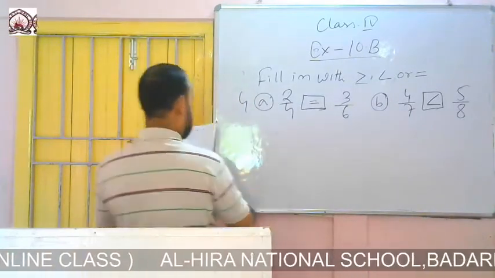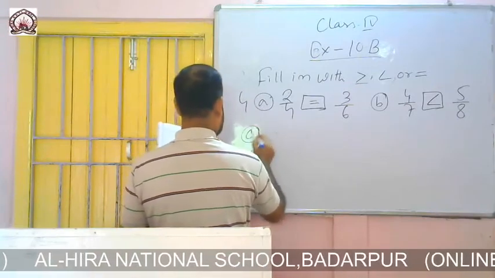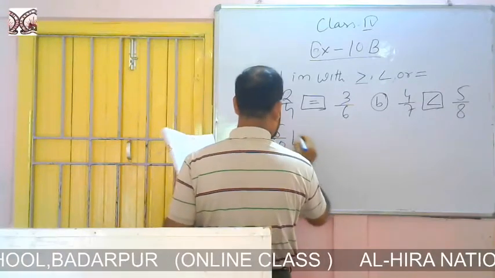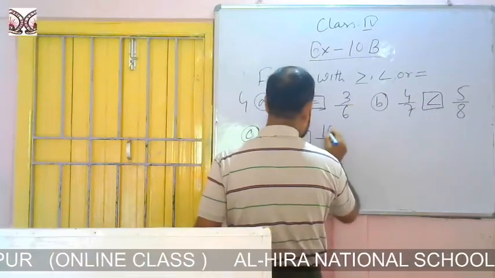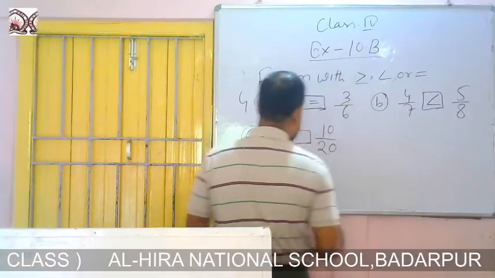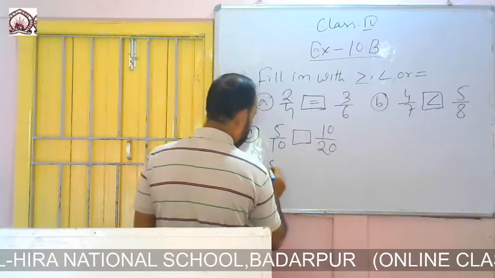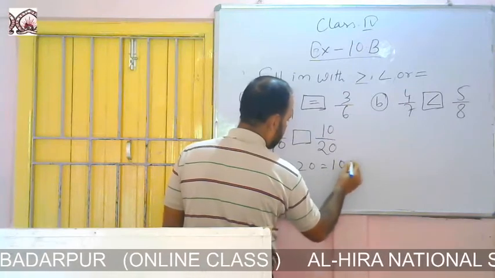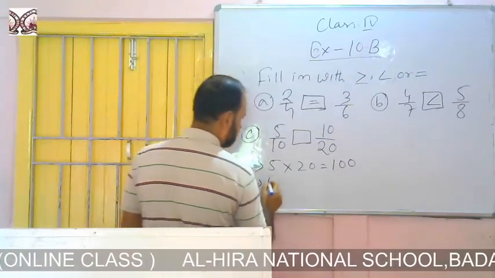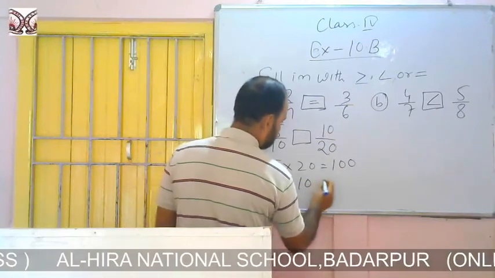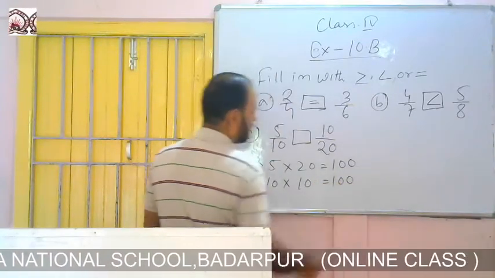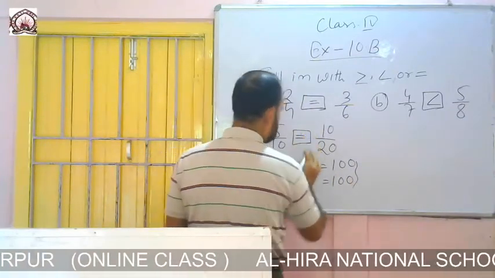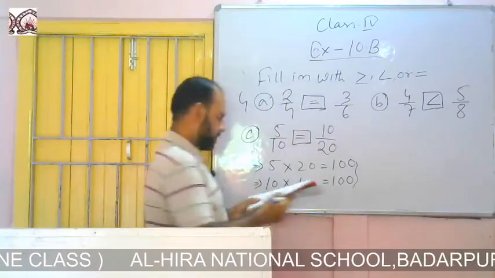Next, question number C. 5 by 10, 10 by 20. So we do cross multiplication. 5 into 20 equal to 100, and 10 into 10 equal to 100. The products are same, so both fractions are equal. Next, question number D.